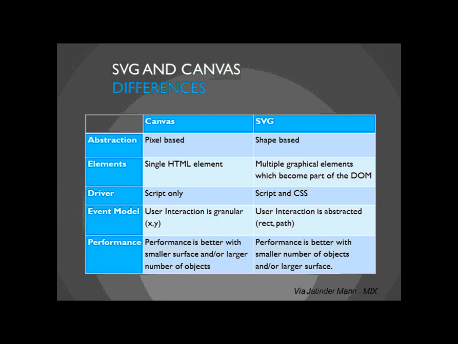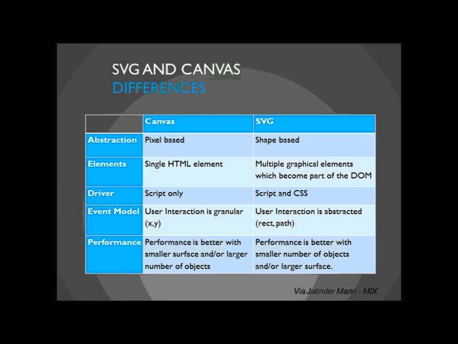For events, the user interaction is granular, and you can see that with the demo that Tara just did on Canvas, where she was moving her image over 2 pixels to the left on each tick. So she was manipulating the X coordinate of that element. Whereas with SVG, the user interaction is abstracted, so you can use mouse events or any other type of events to get at that.